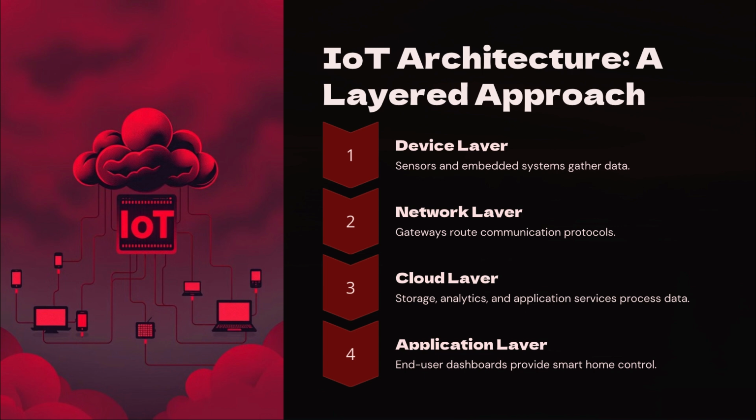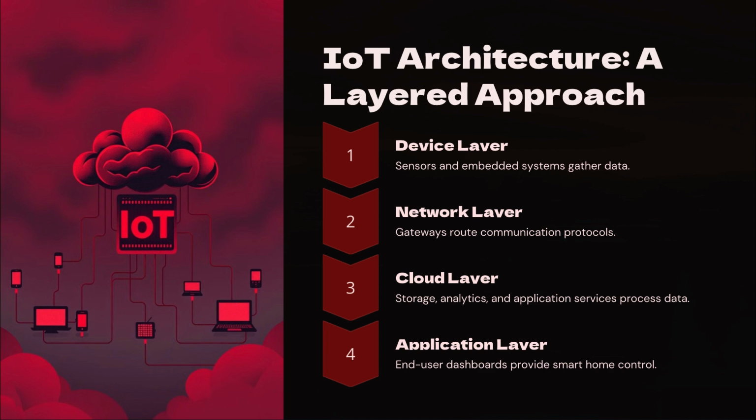Now, these are the four layers of IoT architecture, and this architecture is a bit complex, but it's important so that you can understand IoT. First is the device layer, second is the network layer, third is the cloud layer, and fourth is the application layer. So these four layers together form the architecture of IoT.